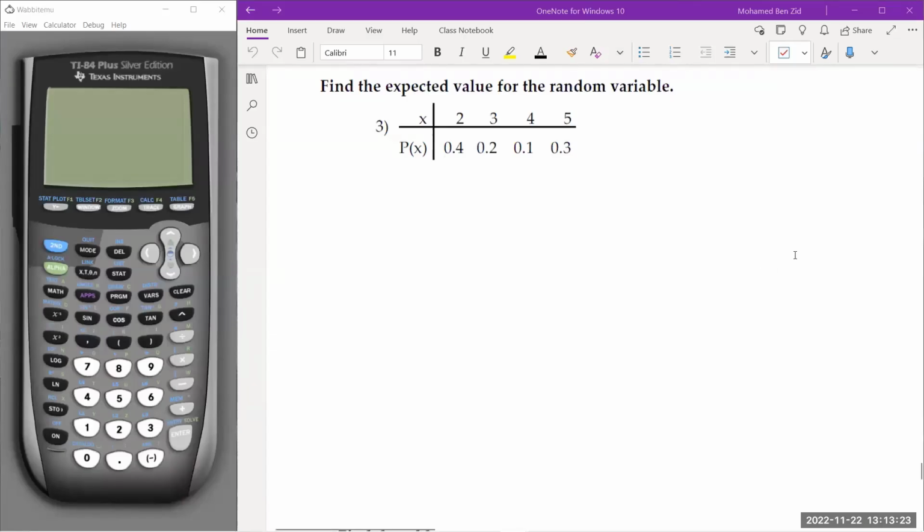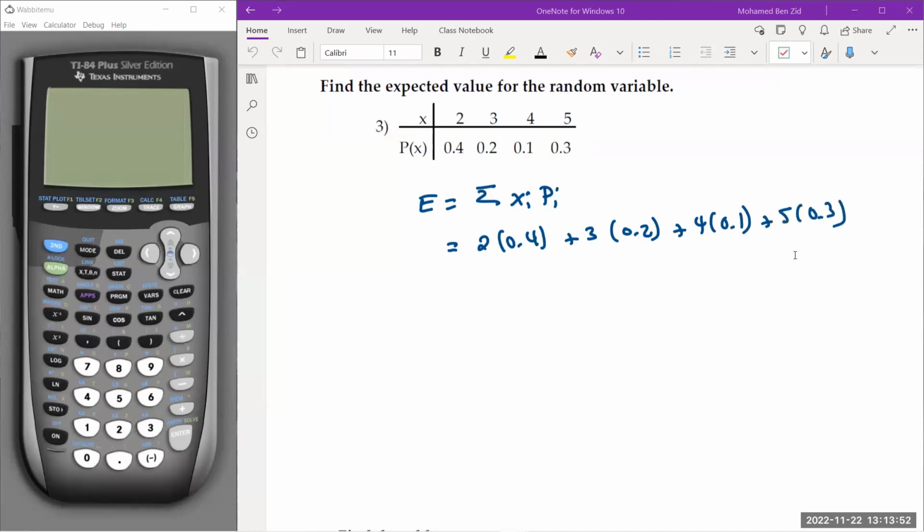All right, so question number 3, I want to figure out the expected value. So the expected value, if I have to do it by hand, please don't do it by hand, by the way. Do it only with the calculator. So here the expected value is going to be the sum of xi's times pi's. So what does that mean? It's going to be 2 times 0.4 plus 3 times 0.2 plus 4 times 0.1 plus 5 times 0.3. So this is the expected value.